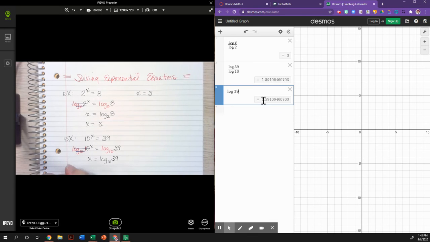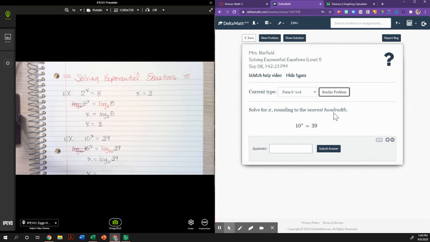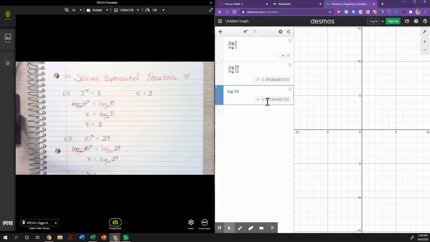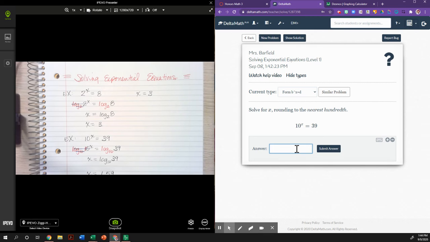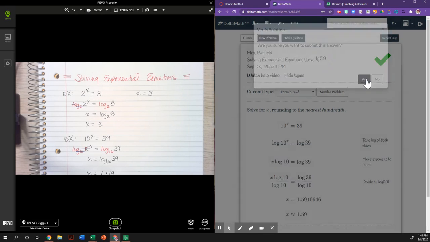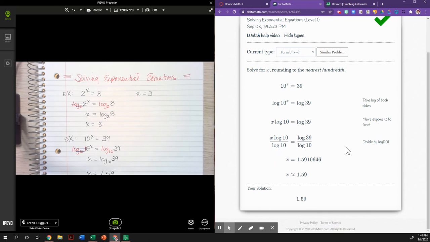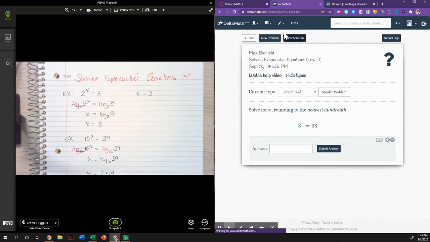Okay. All right, so x equals, now we need to round properly. So the nearest hundredth, okay, so there's tens, hundredth, so 1.59. So if I go back to Delta Math, 1.59, submit my answer, there we go, okay? All right. Let's do one more.